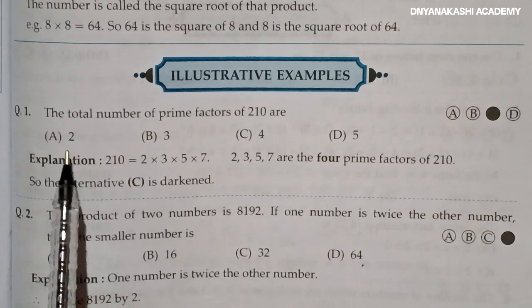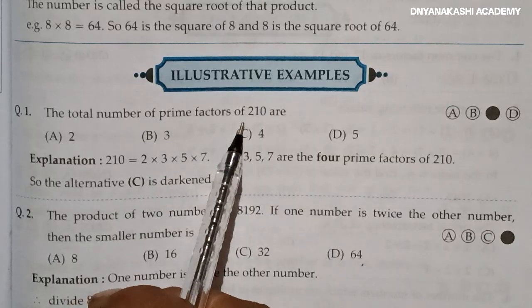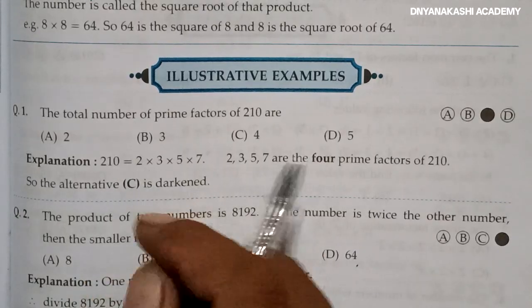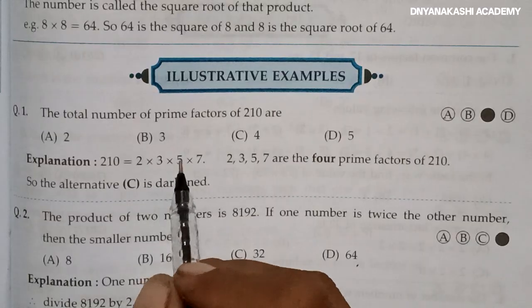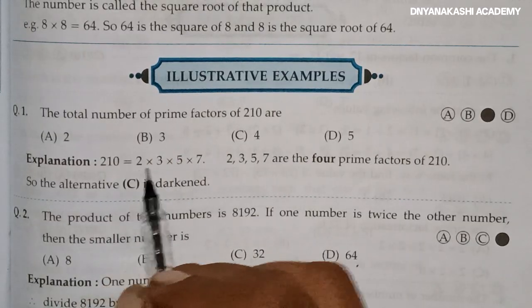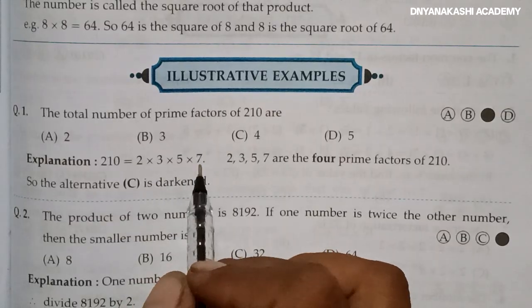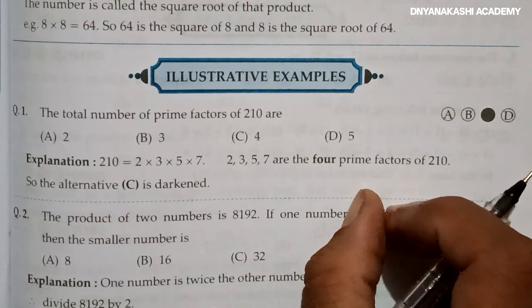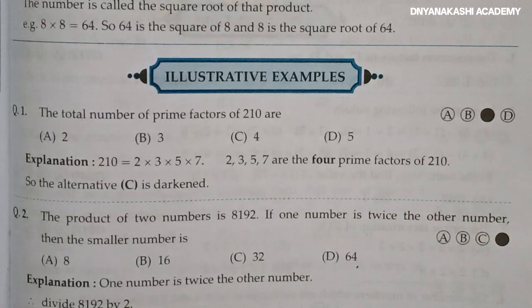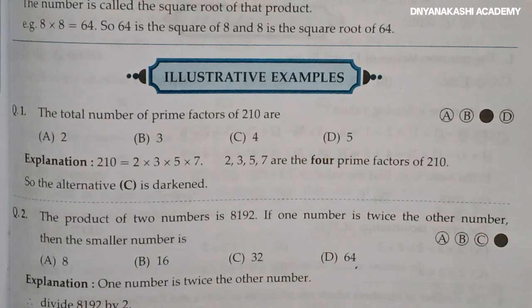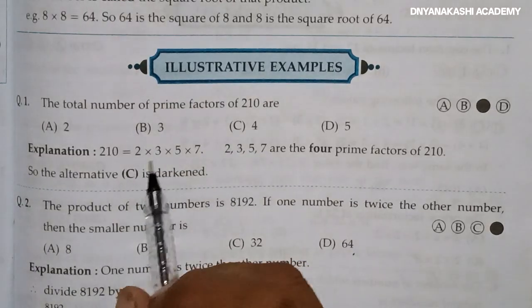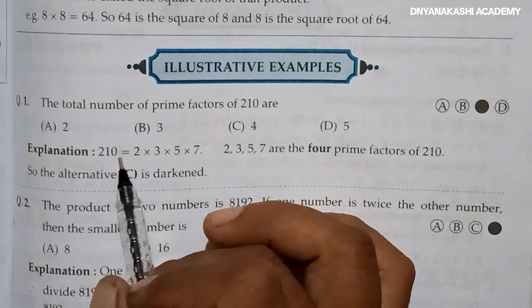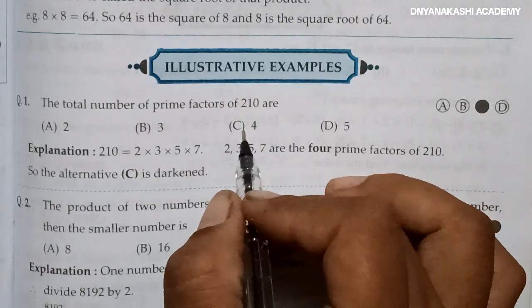The first question is: the total number of prime factors of 210 are... We multiply these numbers and again we get 210, and 2, 3, 5, 7 we call the prime factors of 210. Prime numbers are those divisible only by 1 and itself. How many numbers do we multiply to get 210? 1, 2, 3, 4. These 4 numbers multiplied are equal to 210. The correct answer is 4 here.